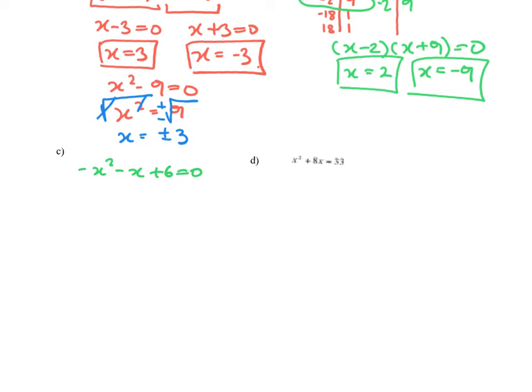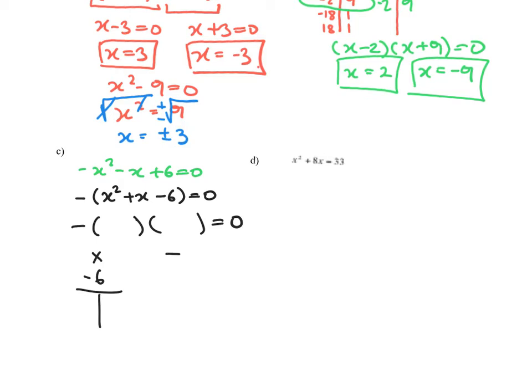The first step here is to take the negative out, because we really want to have positive 1 as the coefficient of x to the power of 2. So I'm going to take negative 1 out. I'm going to be left with x to the power of 2, negative x now turns into positive x, plus 6 turns into negative 6, and is equal to 0. Same as we have done in part B, looking for two numbers that multiply to give us negative 6 and when we add them together give us 1.